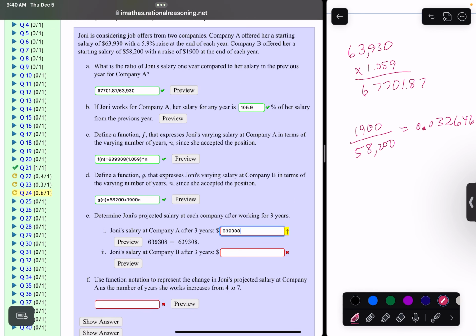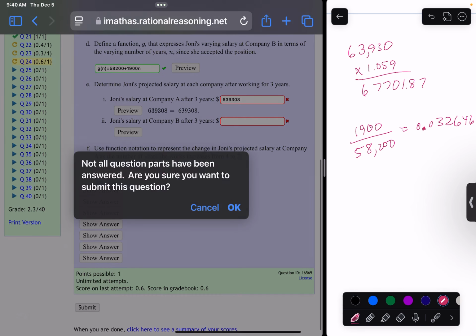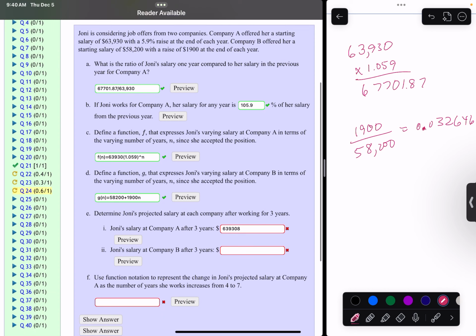How did they even give that to me for this one? That is totally wrong. 63930. Where'd the 8 come from? How did I make an 8? And where did they give that to me and say, oh, that's good? Okay, I'm sorry, that's right now. Like, I just made a very large salary for Joni. Anyway, 63,930 times 1.059 to a power of 3. And we can even see and write down that preview, but it's there for us, okay?